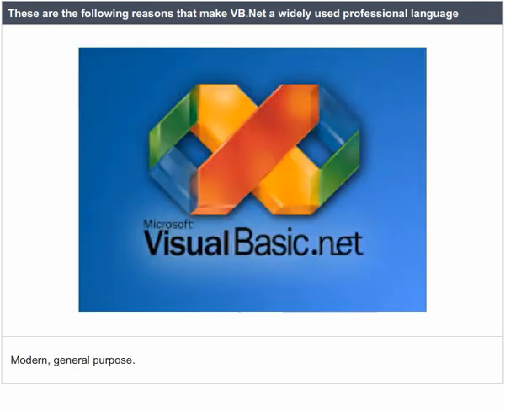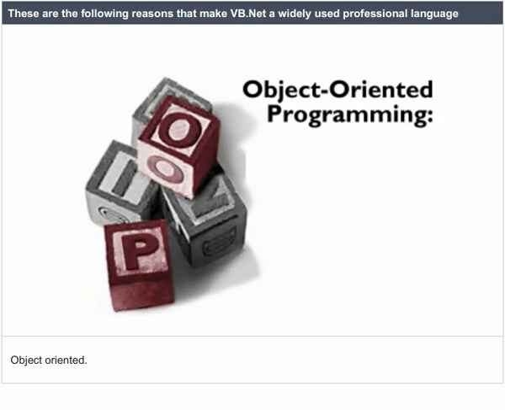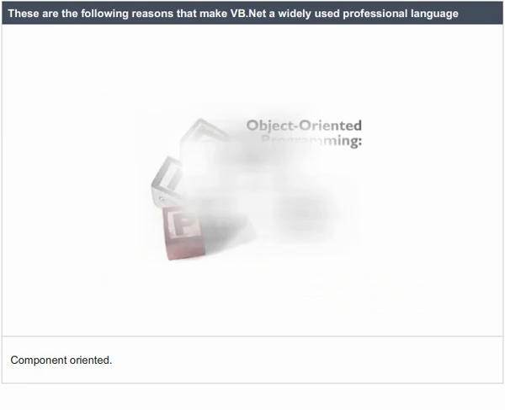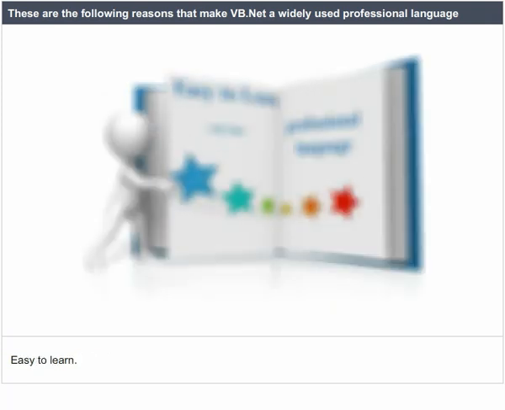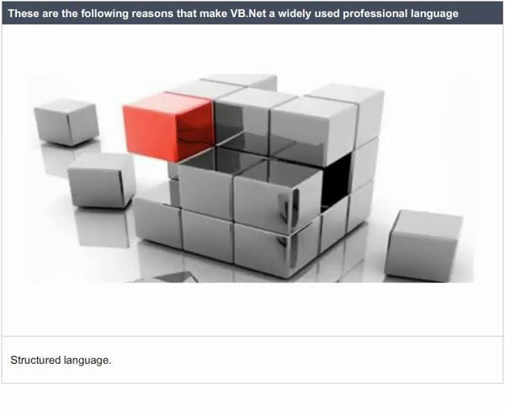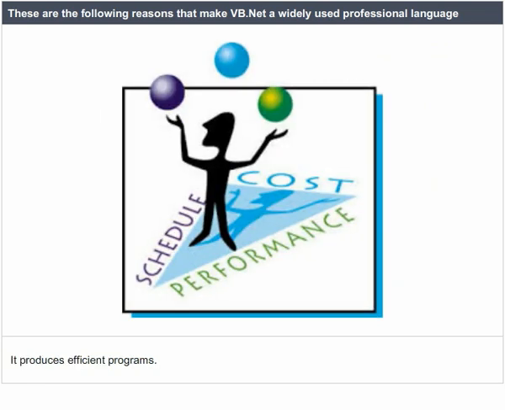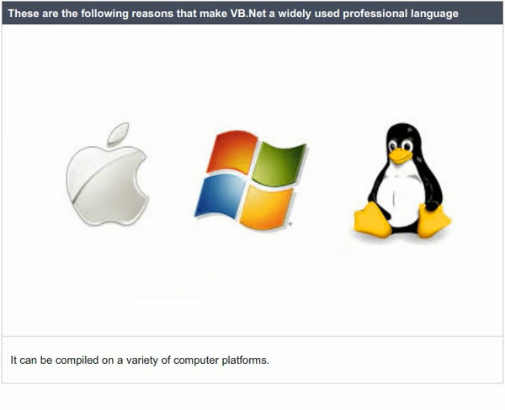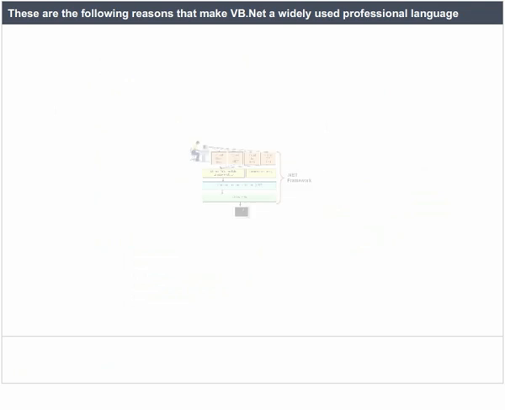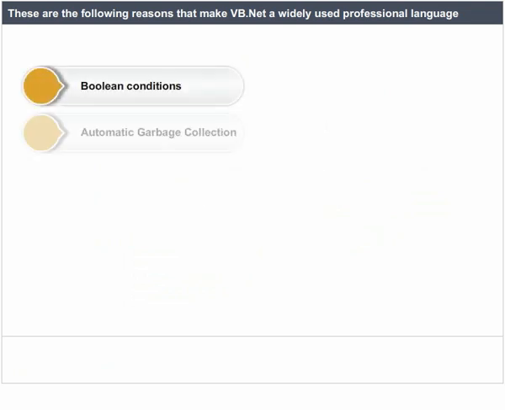These are the following reasons that make VB.NET a widely used professional language: modern, general purpose, object-oriented, component-oriented, easy to learn, structured language. It produces efficient programs. It can be compiled on a variety of computer platforms. Part of .NET framework.